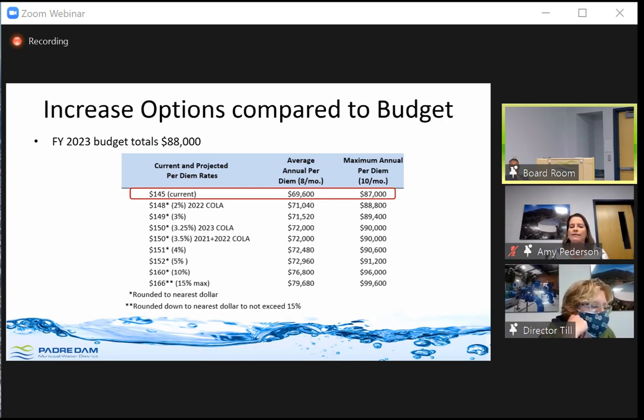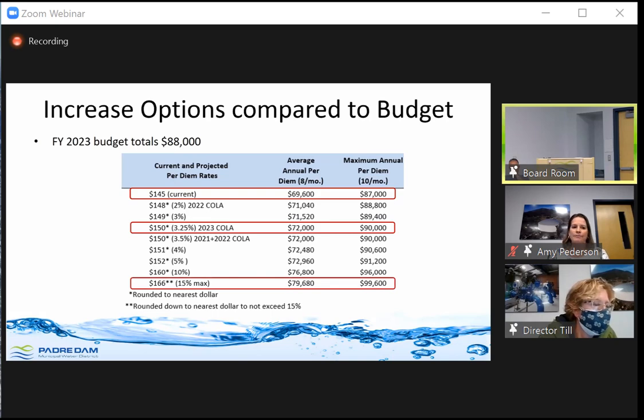And then just to point out, if you kept it in practice with the prior 3 increases, this year's COLA for employees will be 3.25%. So that would be an adjustment up to $150. And then, of course, the maximum, I'll just point that out, is $166. That number is rounded down so that you don't exceed the 15% allowed under the law.